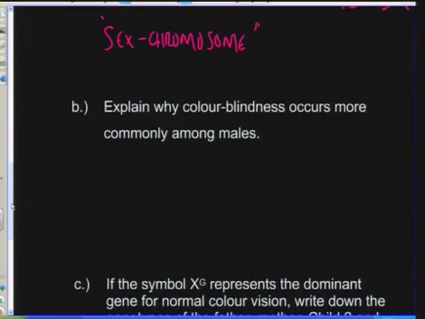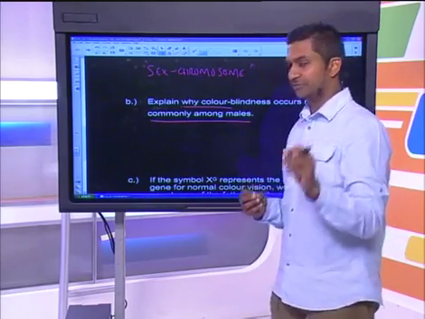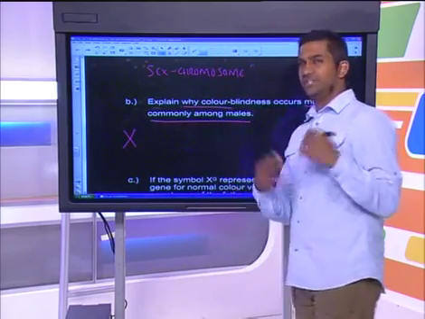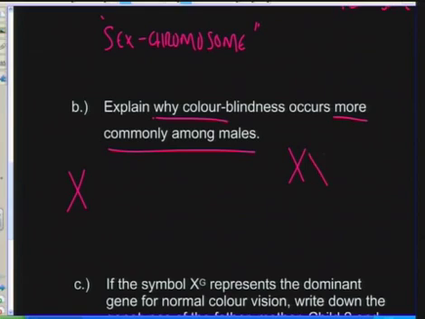We've got to explain why color blindness occurs more among males than in females. Guys, if we look at the positioning of the gene, it's on the X chromosome. If we were to write the genotypes of males and females, so a male would be that, and that's the female. Females could either be that, they could be that, or they could be that.